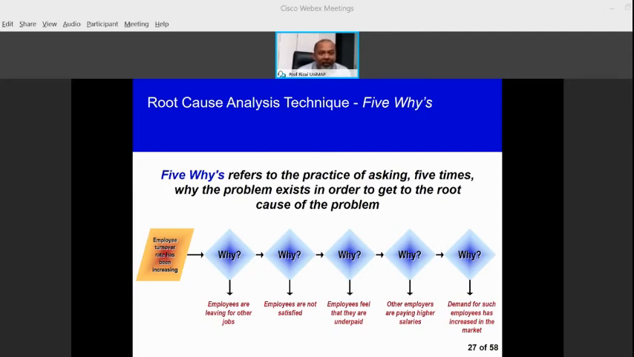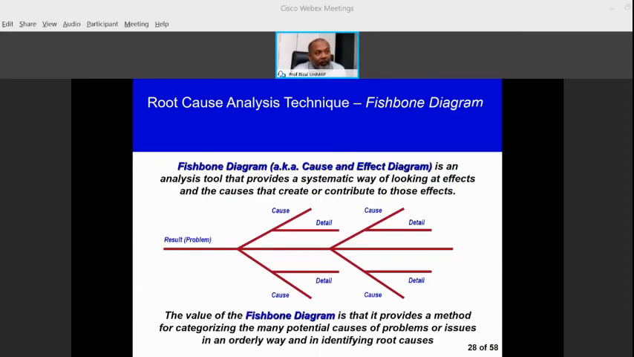So you start to ask him or her why. At the end you realize you got the actual cause of the problem. And there are fishbone designs, for example: there's a problem, what's the cause of the problem, what's the detail of the problem. So I think it wouldn't be fair for me to go rushing through the slides.